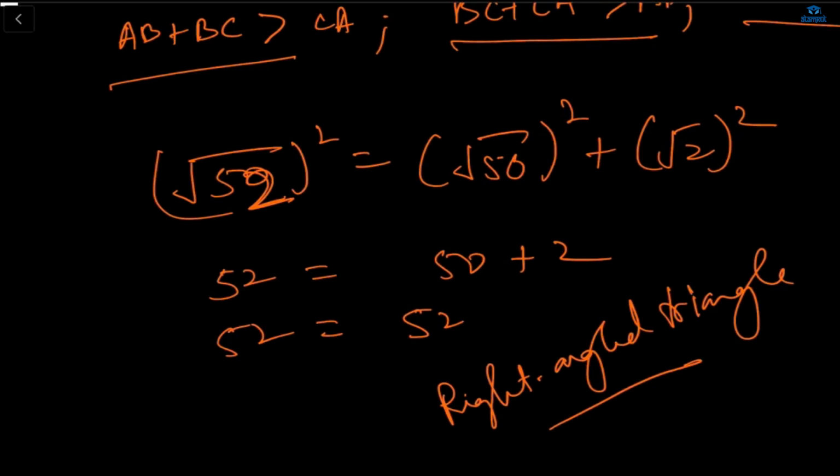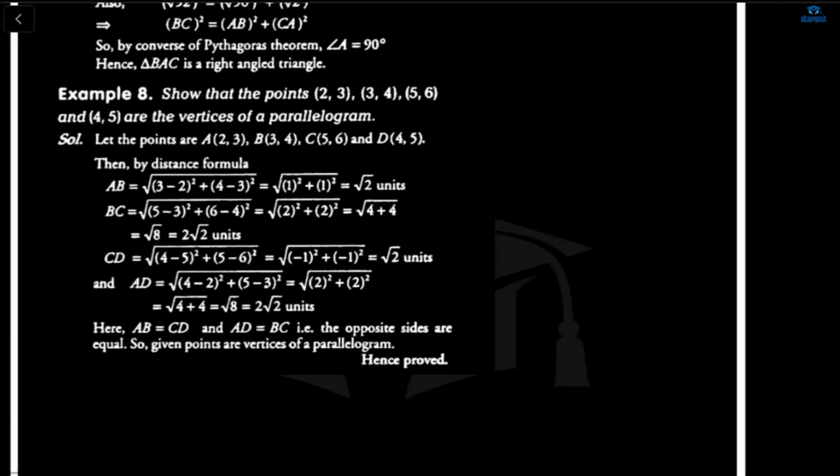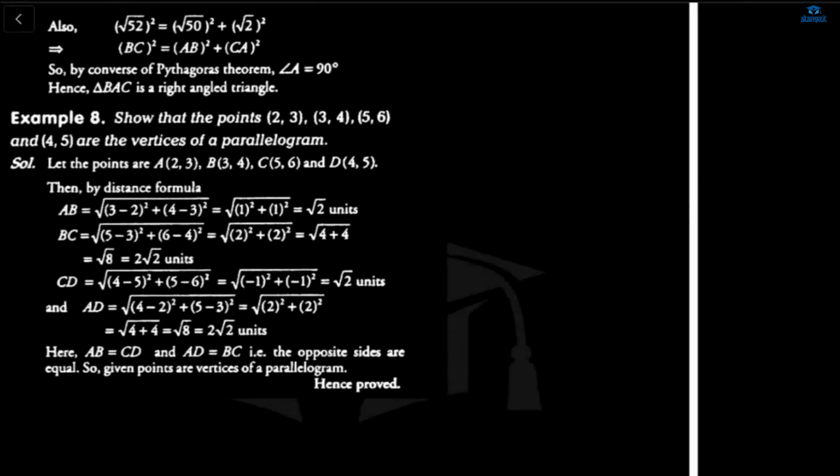You have to remember all the properties, how you're going to prove that it is a square, how you're going to prove that it is a rhombus, but it is not a square. Okay, so like this type of questions can come. Okay, any other questions here in this page? Okay, show that the points (2, 3), (3, 4), (5, 6) and (4, 5) are the vertices of a parallelogram. So how can you show that it is a parallelogram?